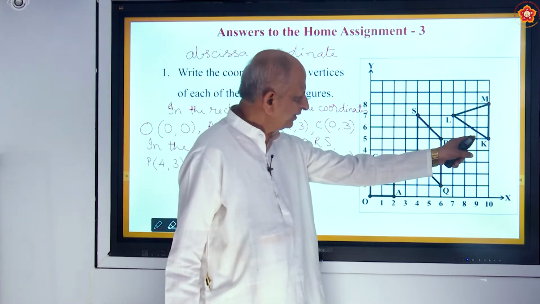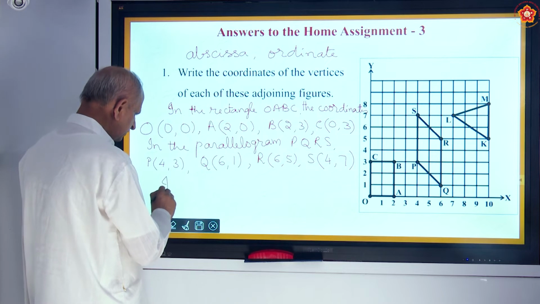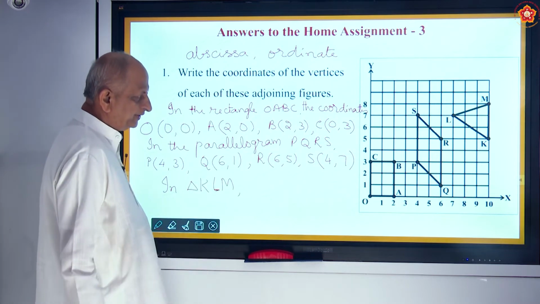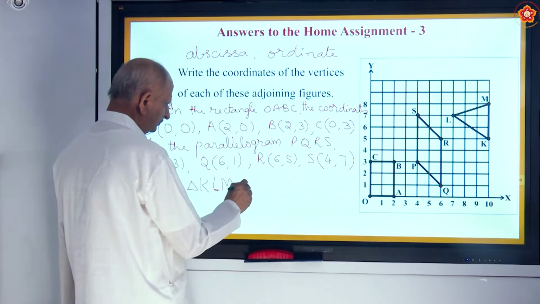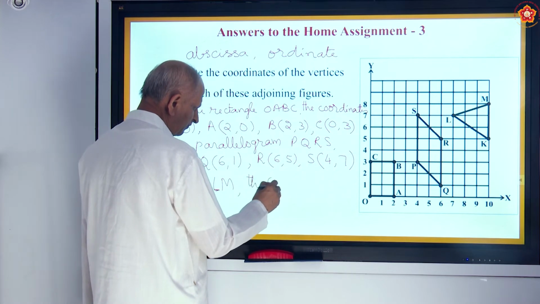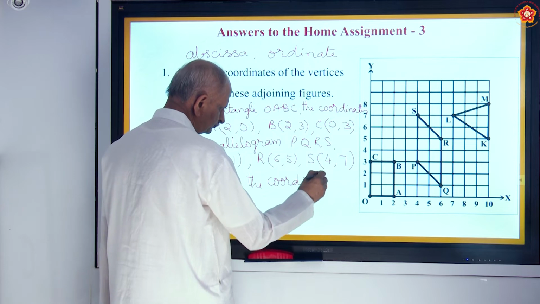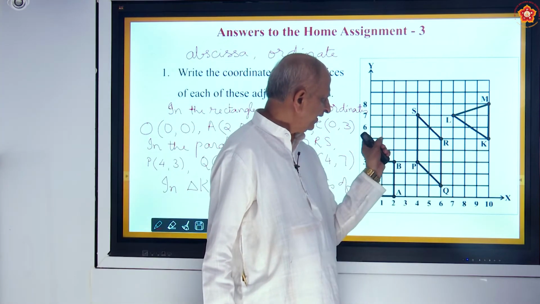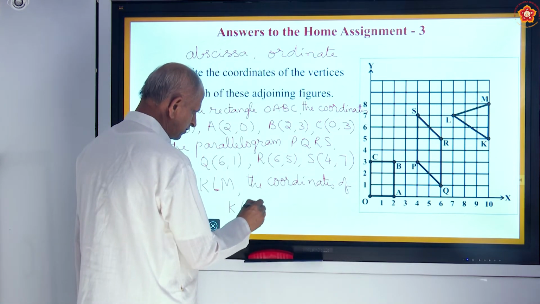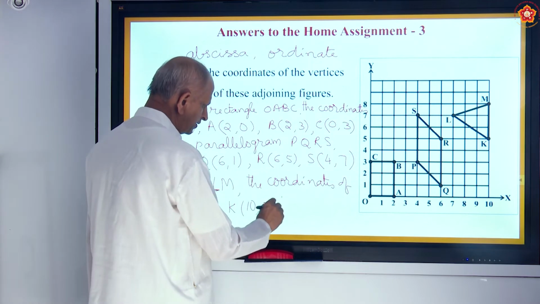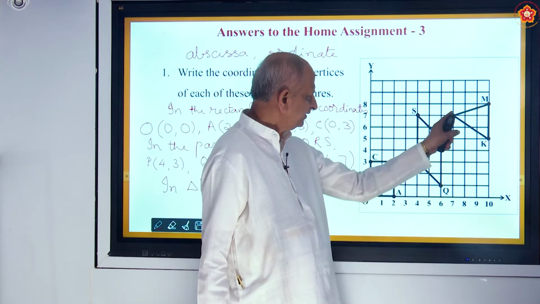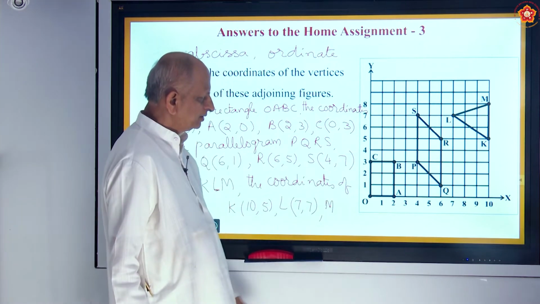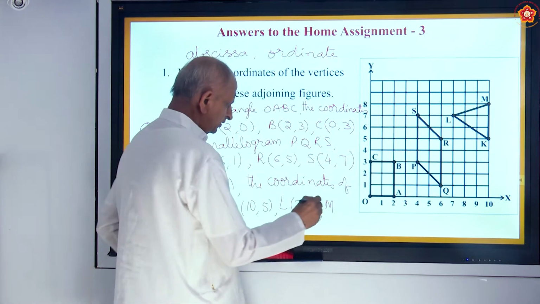And last but not the least, there is one triangle there. What is the name of the triangle? KLM. In triangle KLM, why is it called a triangle? Because there are 3 vertices, 3 sides, 3 angles. The coordinates of K: x-axis 10, y-axis 5. So 10, 5. And L is x-axis 7, y-axis also 7. So 7, 7. Lastly, M, x-axis 10, y-axis 8. 10, 8.